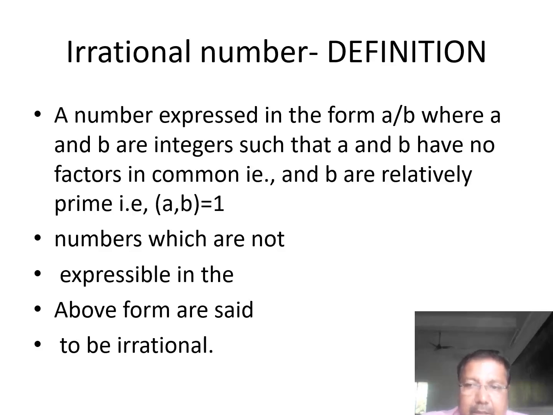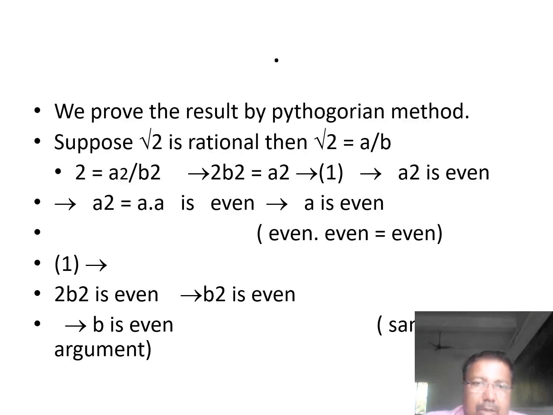Why we need irrational numbers? First, I am going to prove root 2 is an irrational number using the Pythagorean method, or simply called the method of contradiction or reductio ad absurdum method. What we want to prove is root 2 is irrational. I am going to assume that root 2 is rational. Then what will happen? We will get some contradiction. So using this contradiction, we can arrive at the result.